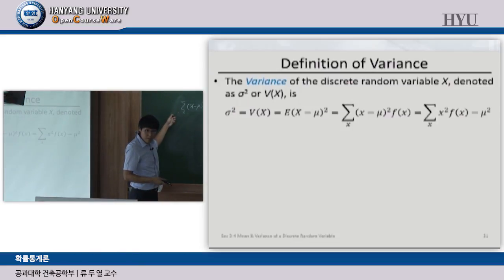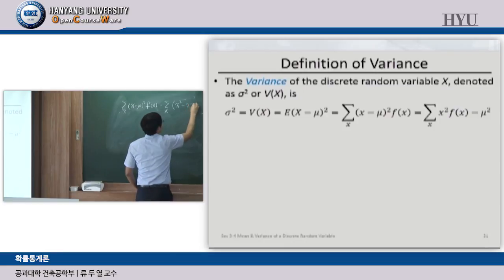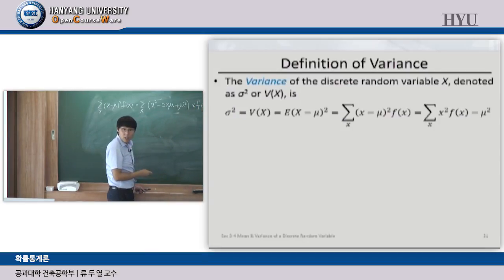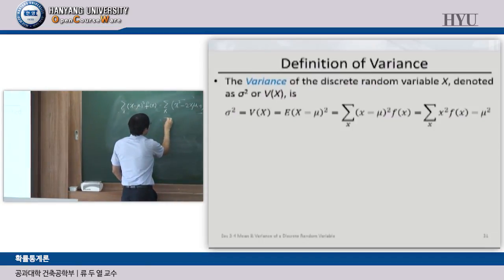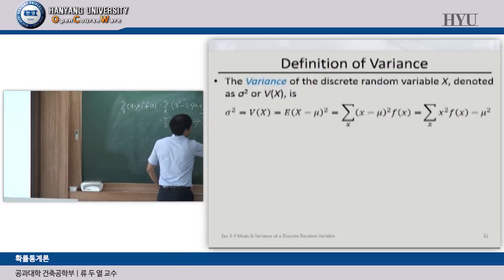This is the definition of the variance. And this can be the sum of (x square minus 2x mu plus mu square) multiplied by the probability mass function. And this also can be the sum of x square times the probability mass function, minus 2 mu times the sum of x times the probability mass function, plus mu square times the summation of the probability mass function. Okay?